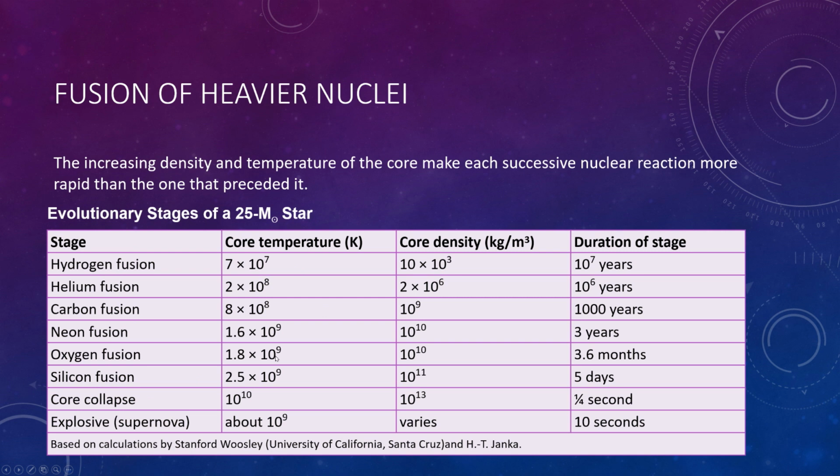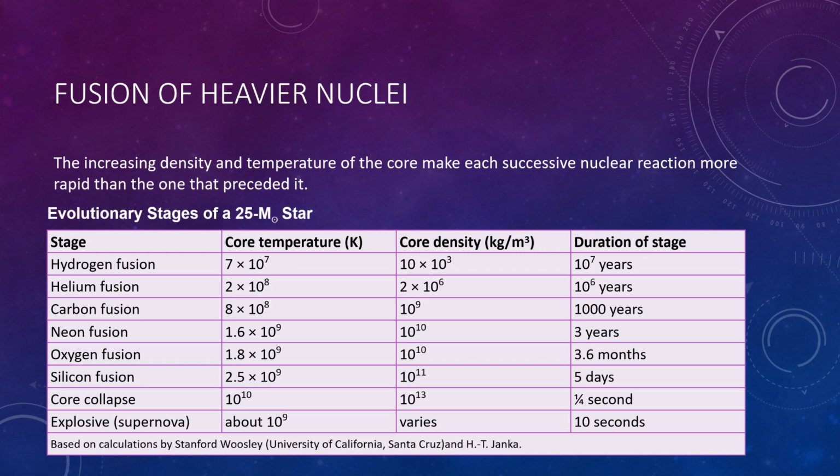So notice the required temperature increases for each, along with the density. But notice that the time or duration of each stage goes down quite significantly. In fact, the last type of fusion in this type of star, silicon fusion, only lasts for 5 days compared to 10 million years of hydrogen fusion. So this is really quite impressive how quickly these things can change.